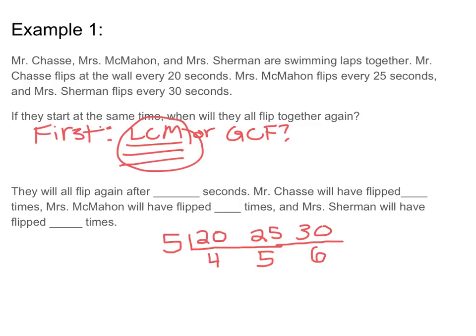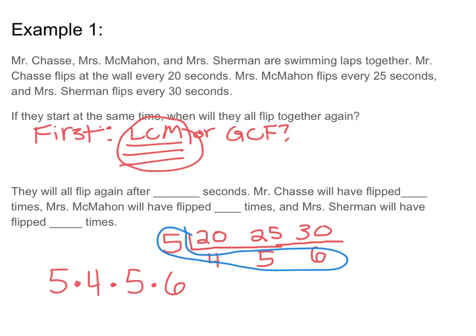So since we're looking for the least common multiple, that means we're going to multiply these 4 numbers together. So this is where we multiply the full L alongside. And that gives us 600. So it'll take 600 seconds for us all to flip together again. Of course, we should probably say that that's 10 minutes. That makes a lot more sense, but we set it in seconds, so we'll leave it in seconds.